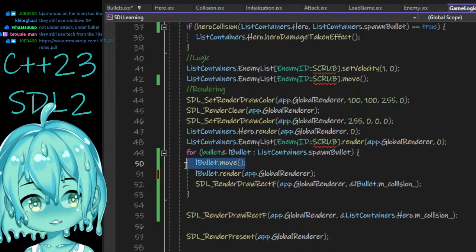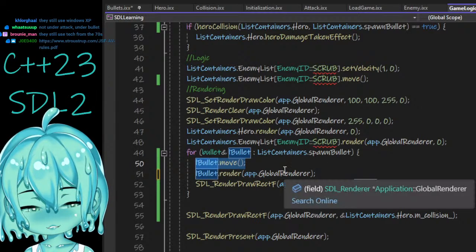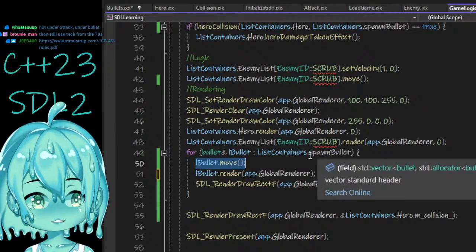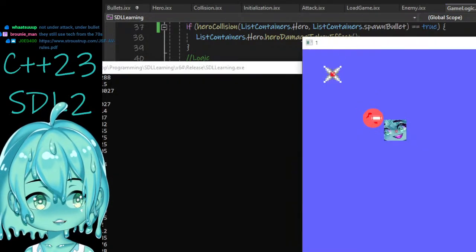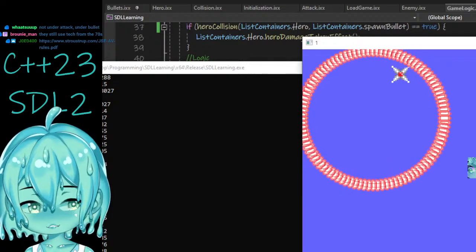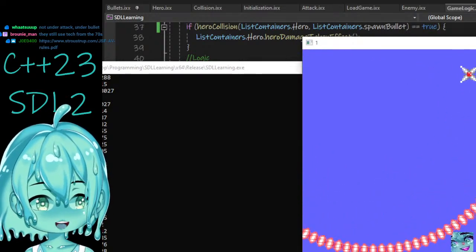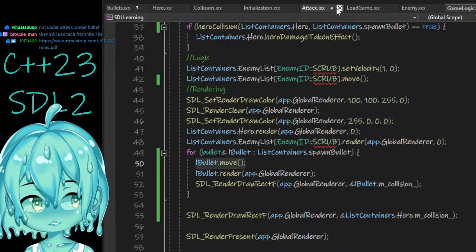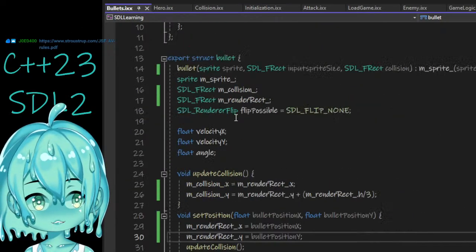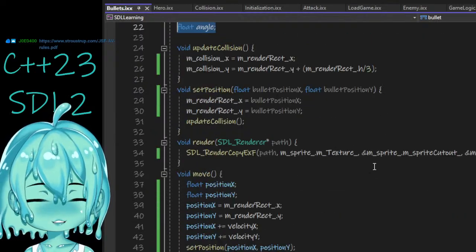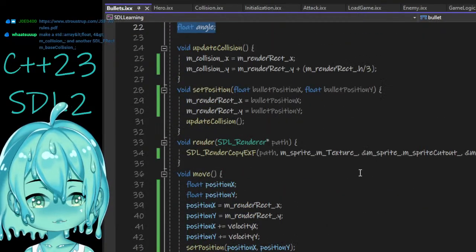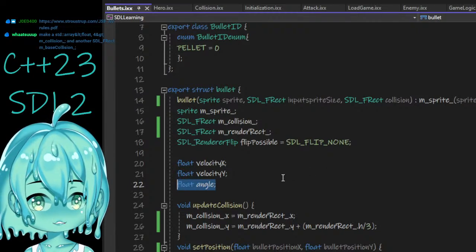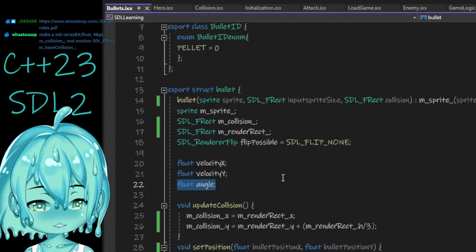No, move automatically calls it every instance. Move already updates the collision to be correct every frame, so that's why this works. The only thing I need is to apply the angle to every instance of the collision box. Angle is just a variable that exists in the whole struct, because every instance of bullet is going to be on that vector to be rendered.